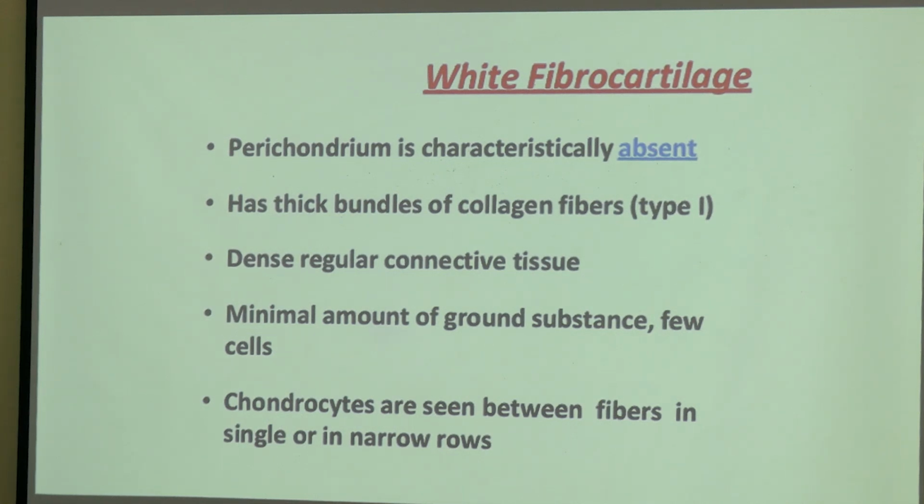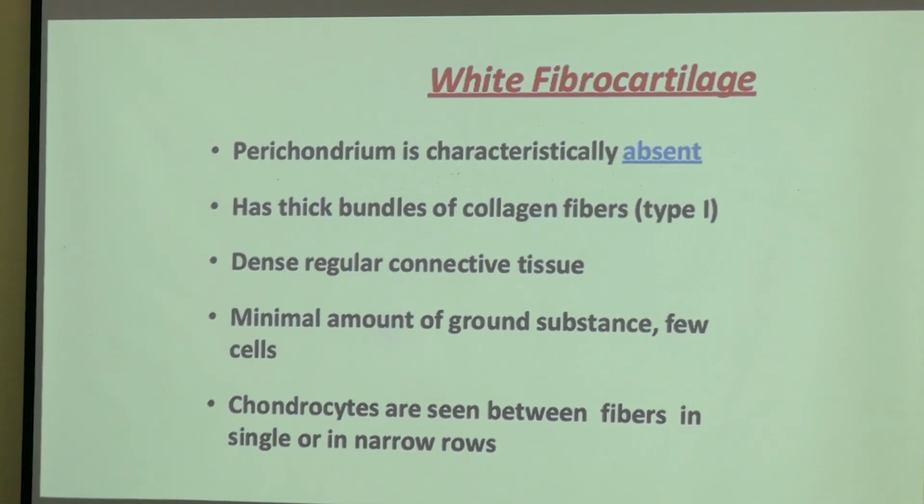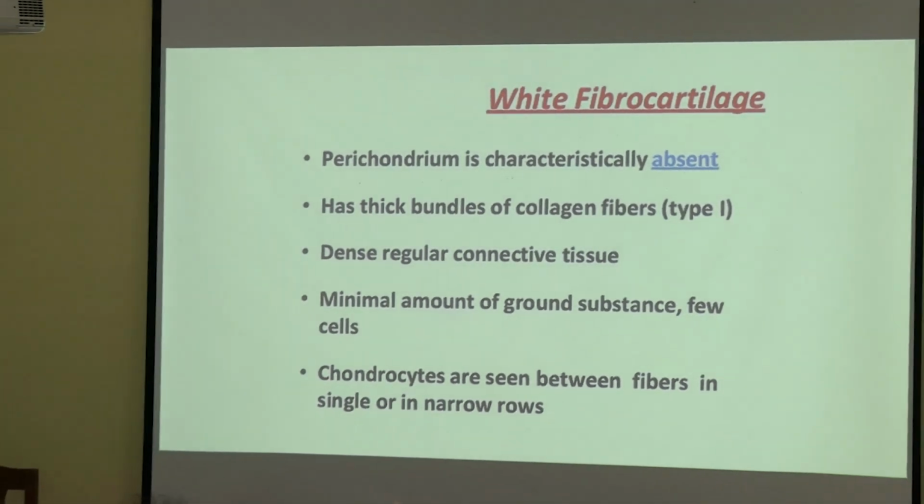It has thick bundles of collagen fibers, that also type 1 collagen fibers. Previously, in the case of hyaline cartilage, we have seen type 2 collagen fibers are there, but here type 1 collagen fibers are present. A dense regular connective tissue-like appearance can be seen. A minimal amount of ground substance and few cells are present. Why? Because mostly it is occupied by bundles of collagen fibers, that also type 1.